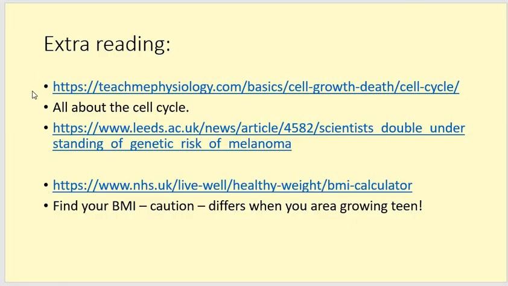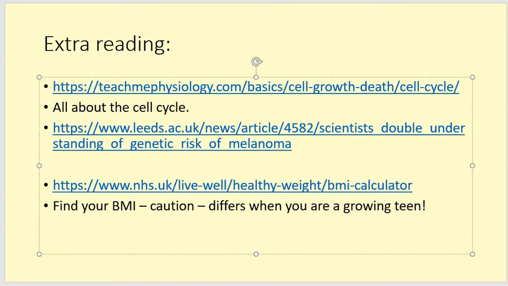And you've got three bits of extra reading here that you may be interested in. Number one is all about the cell cycle. If you weren't sure about the cell cycle, click on the top link. Second one is all about genetic risk of melanoma. It's an interesting read, not something you have to read, but if you're interested, there we go. And the third one is to help you find your BMI. Now be careful, it will be different when you are a growing teenager as opposed to an adult.